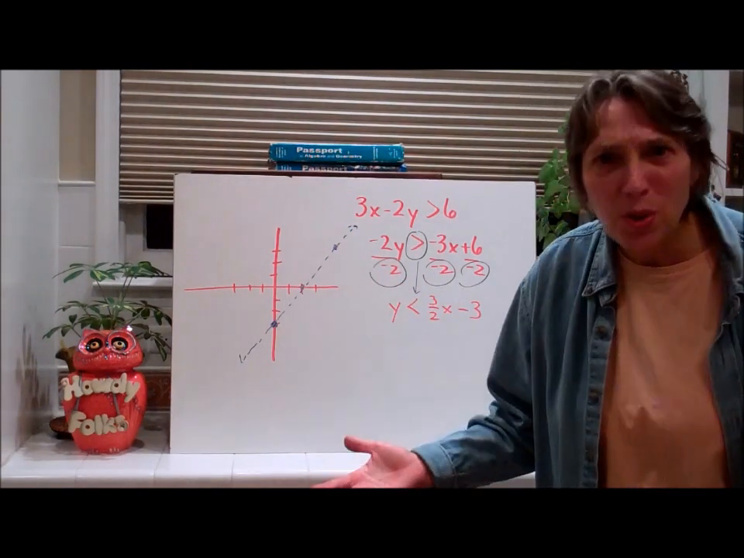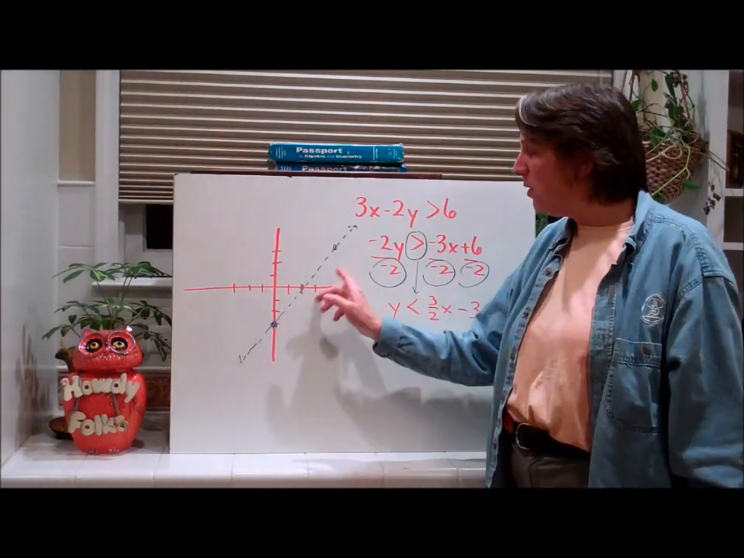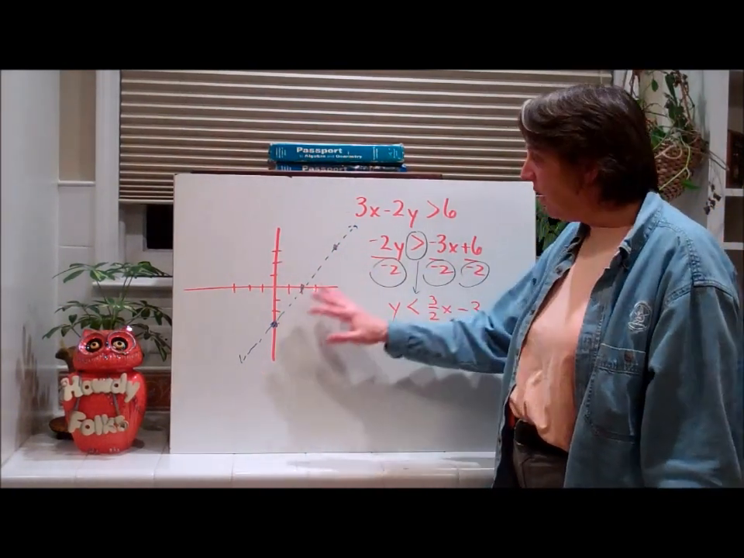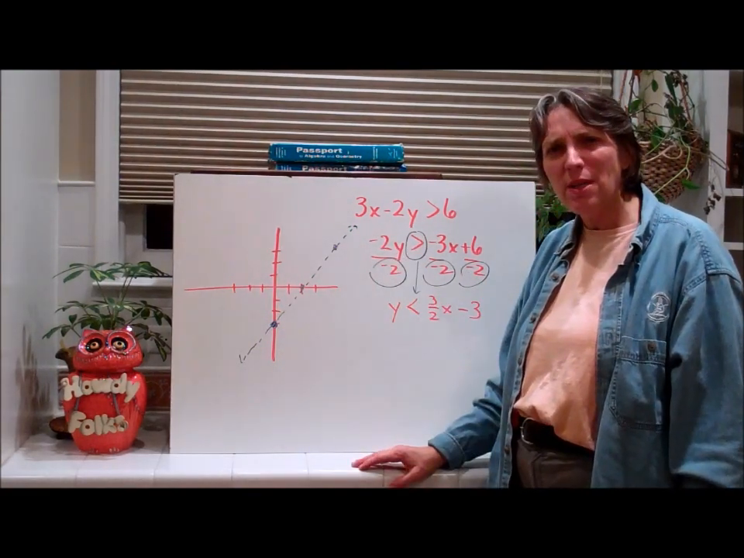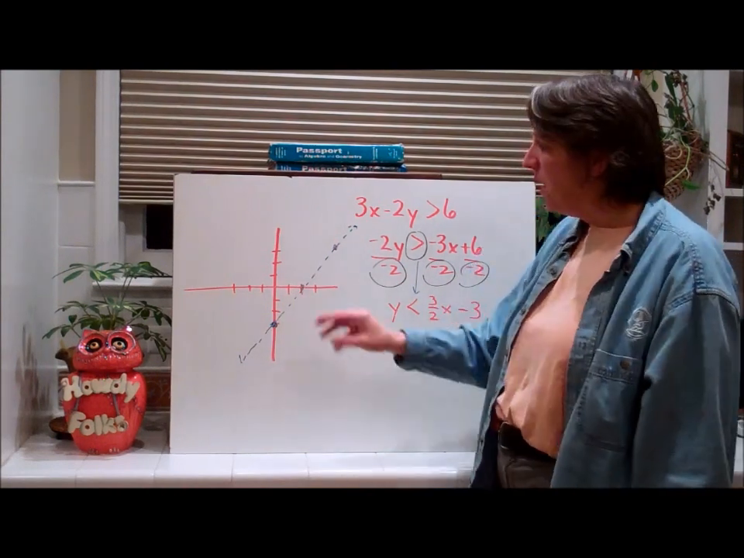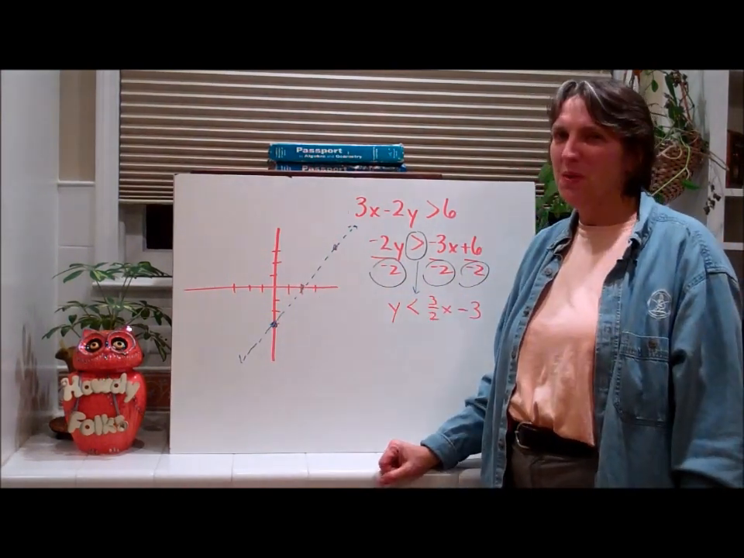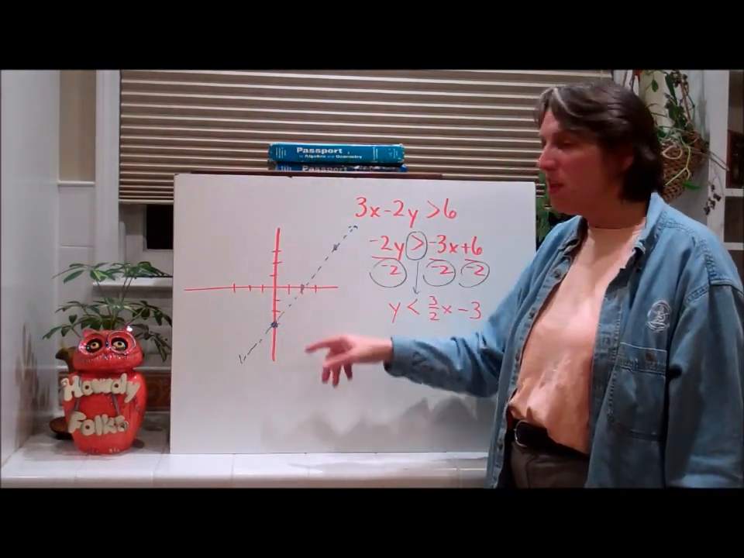Well, where are the solutions? They're either above or below this dashed line. And it can be any of these coordinate points, because not one of them is on it. Well, how do you know which side to shade? Well, what I like to do is go to the point 0, 0, because this point 0, 0 is above the graph of this inequality.